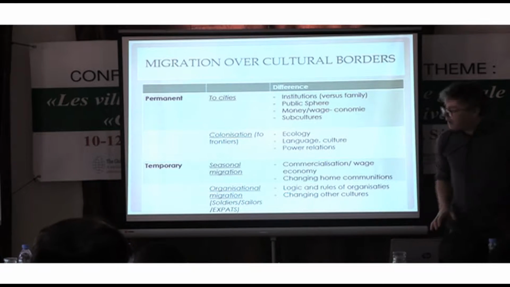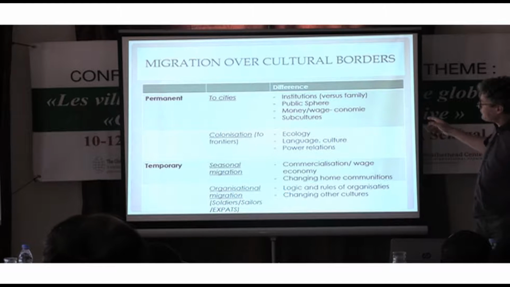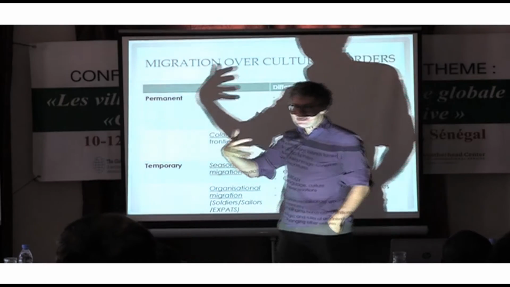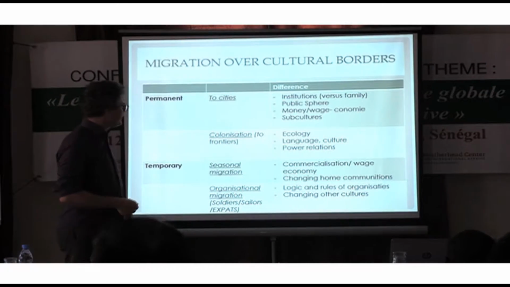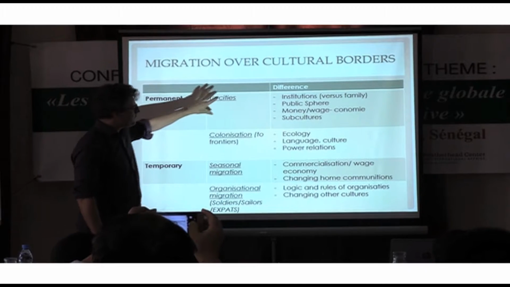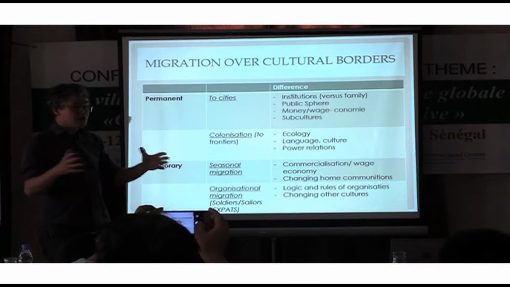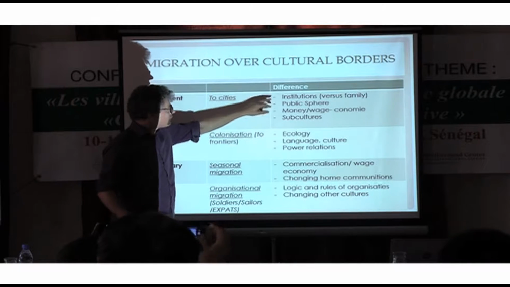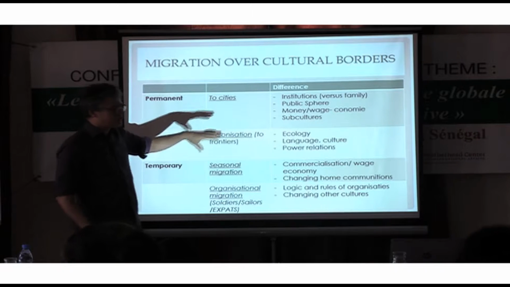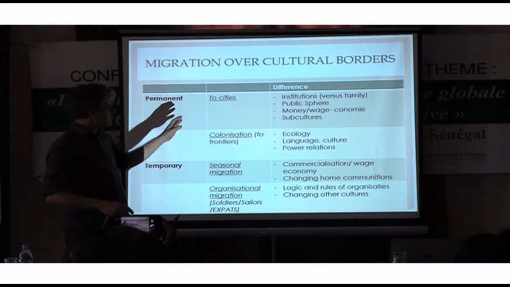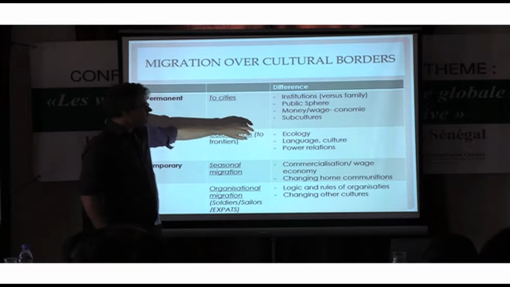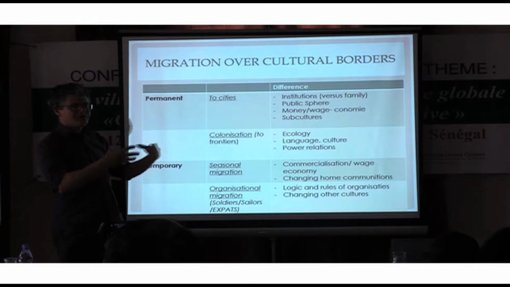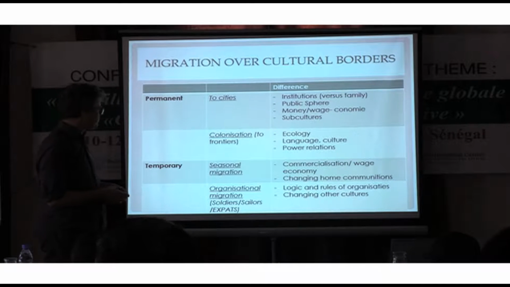So to summarize these migrations, and also what they do, both to the societies where the migrants leave and to the societies where they end up. So the permanent migration to cities, and again, often this is internal migration, when people move into cities. Cities offer different kinds of institutions. Families are less important, for example, than in the countryside. There's much more of a public sphere, much more of a money or wage economy. It allows much more the coexistence of subcultures, for example.